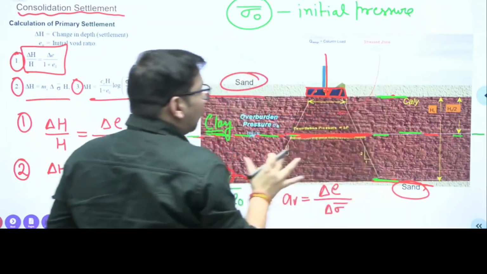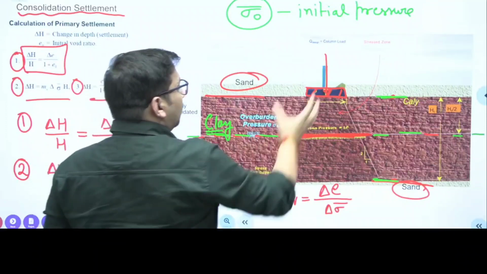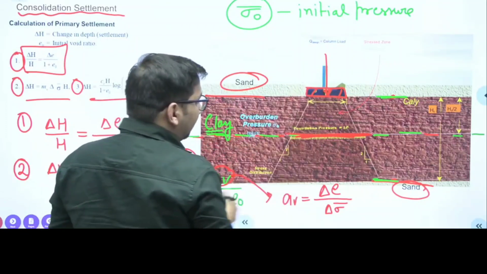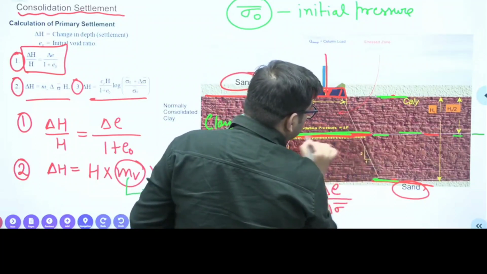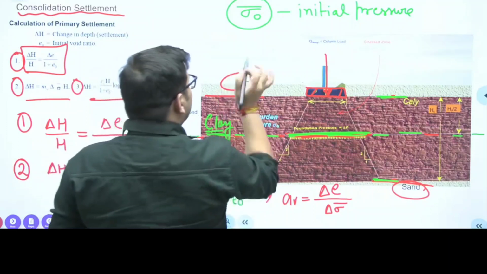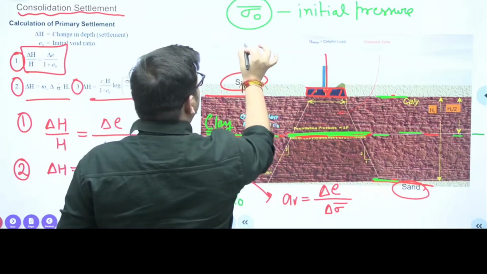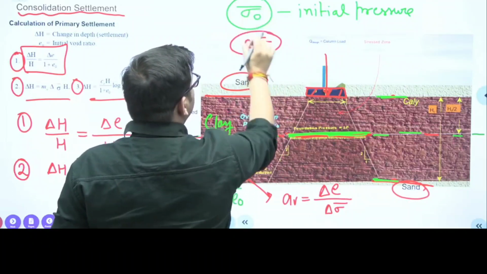Clear? Now, after that, you have constructed this particular superstructure. Due to the load of the superstructure, also there will be some stresses at this particular level. Again, there will be some stresses at this particular level at the center of compressible layer, right? That is your delta sigma bar. So your effective stress changes from this value to this value.